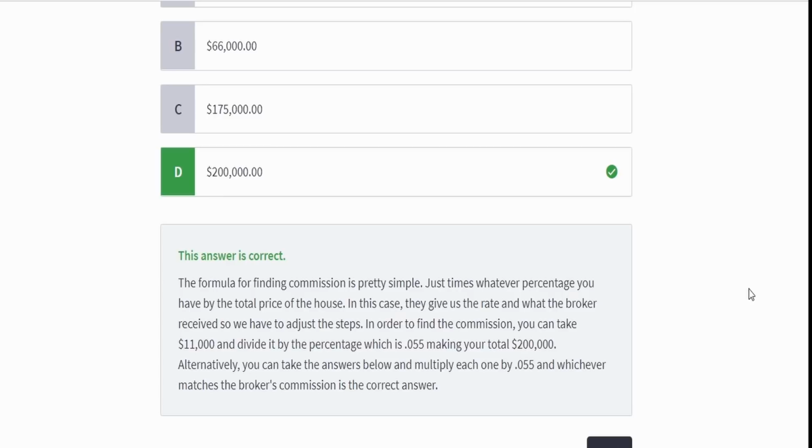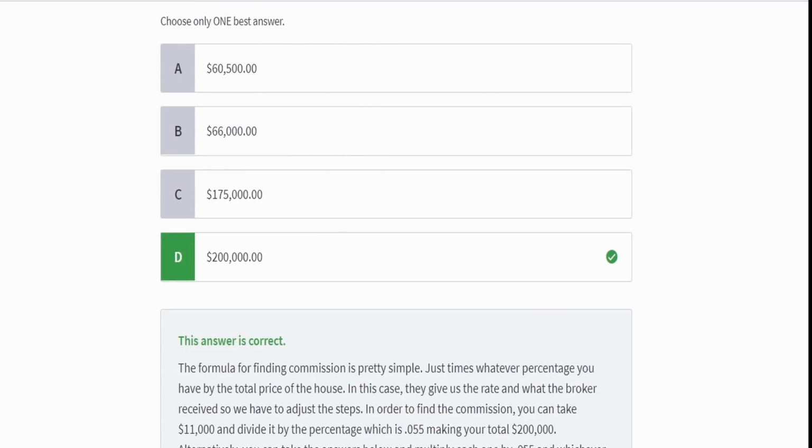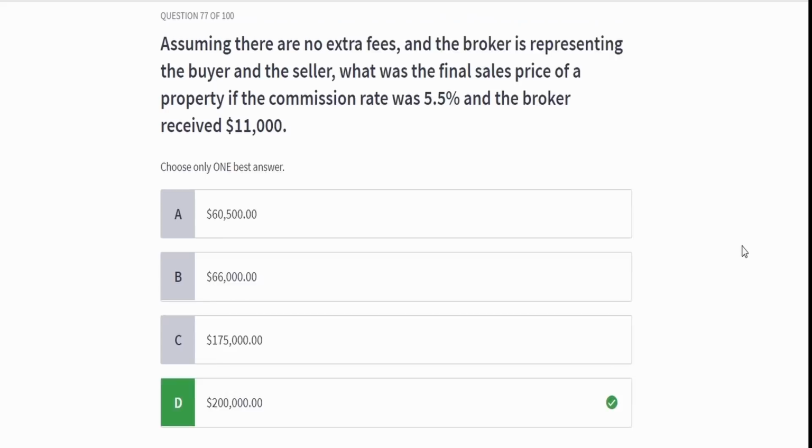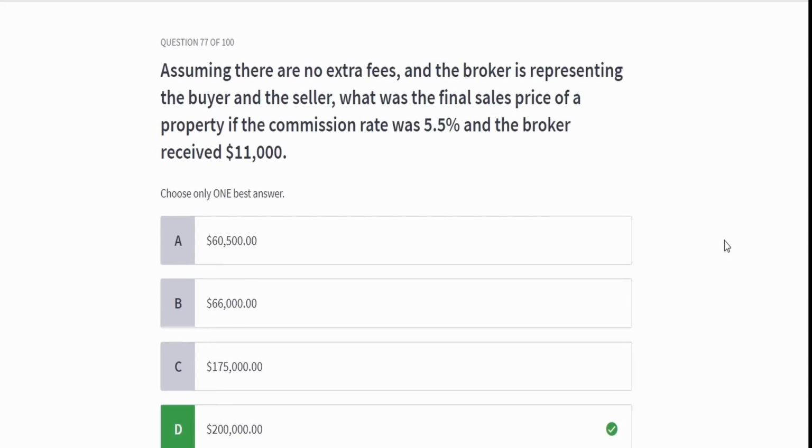In order to find the price, you take your $11,000, that number right here, and then you divide it by the percentage, which is 0.055. So remember to carry over that decimal, making your total $200,000. Alternatively, you can take the answers below and actually multiply each one by 0.055. Whichever matches the broker's commission would be the correct answer. That's also a little life, math hack.